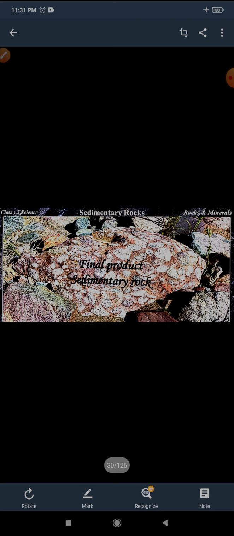Okay, now see, such rocks are called sedimentary rocks. Finally, this product that is becoming is called sedimentary rock. And what is the spelling? S-E-D-I-M-E-N-T-A-R-Y. Now next, they are always formed in layers. So here you can see the layers, how fine the layers are visible. So watch it carefully.